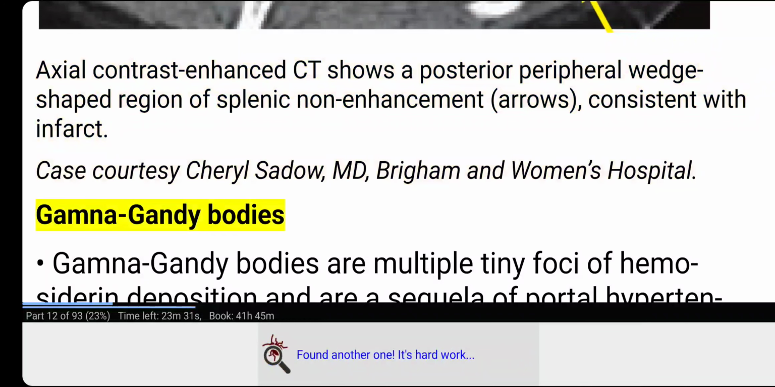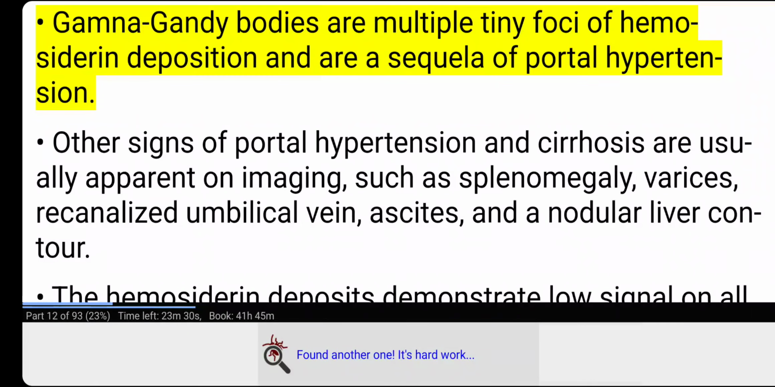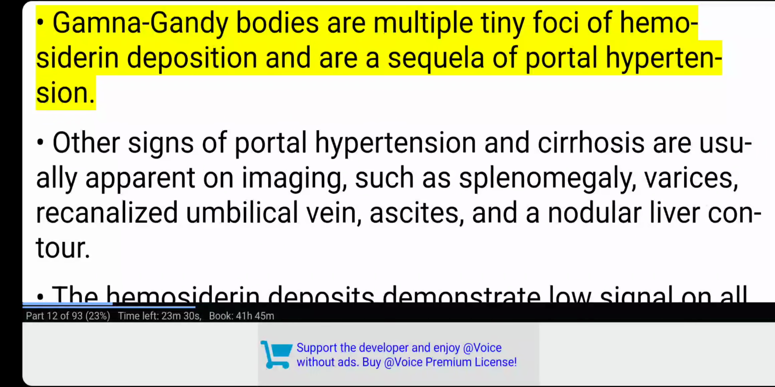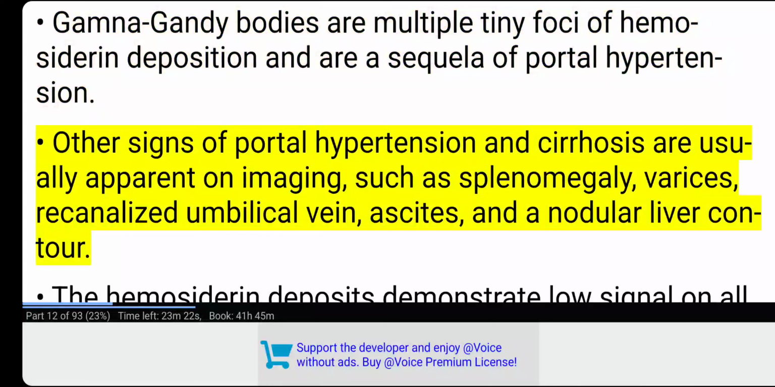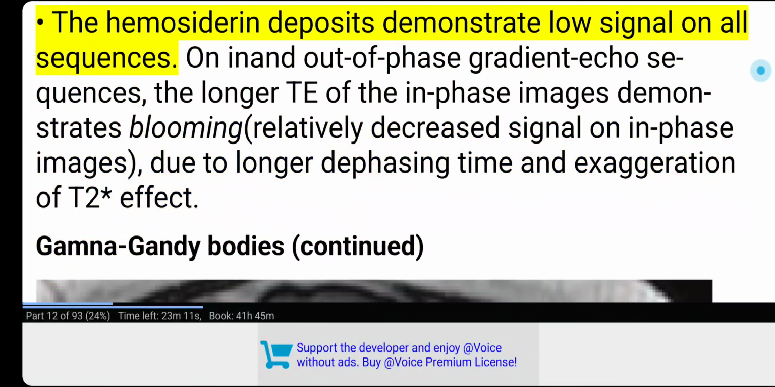Gamna-Gandy bodies. Gamna-Gandy bodies are multiple tiny foci of hemosiderin deposition and are a sequela of portal hypertension. Other signs of portal hypertension and cirrhosis are usually apparent on imaging, such as splenomegaly, varices, recanalized umbilical vein, ascites, and a nodular liver contour. The hemosiderin deposits demonstrate low signal on all sequences.